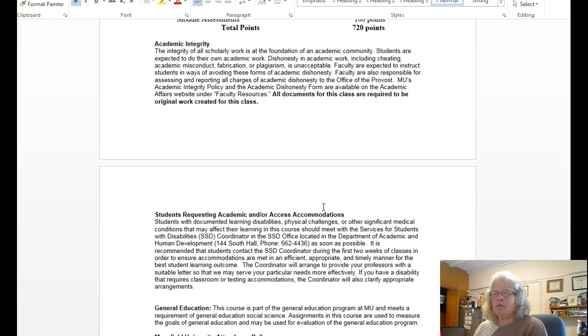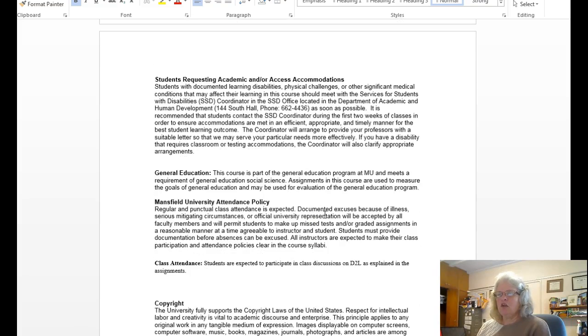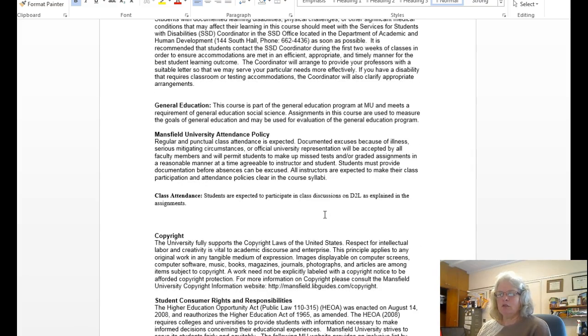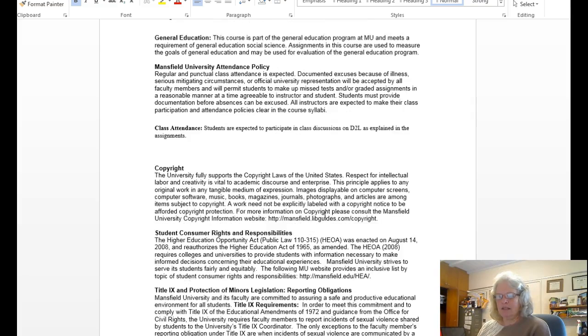Okay, on academic integrity, all work for this class is required to be original work created for this class. That means you don't recycle a paper that you've used in another course. It means that you do your scholarly work here and you cite your sources. That's important in every area, whether it's a discussion board or a paper. This is a general education course, so all assignments can be used for general education assessment.